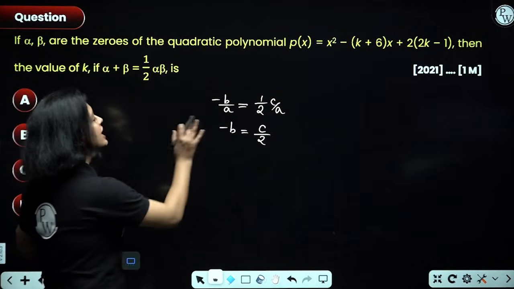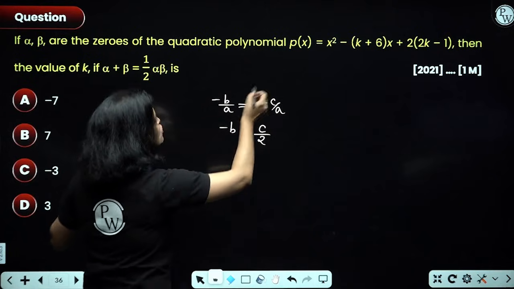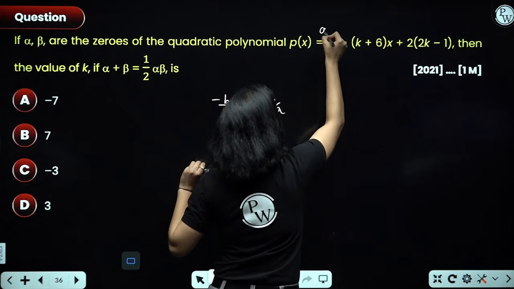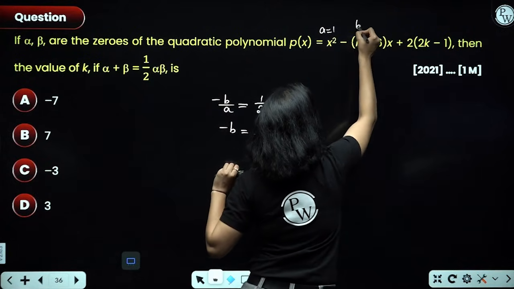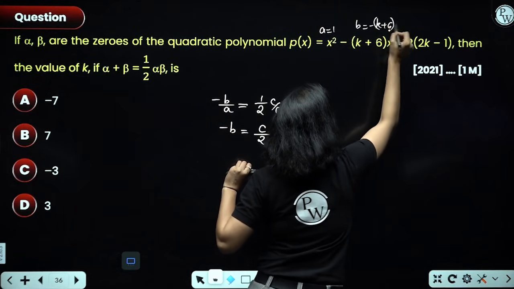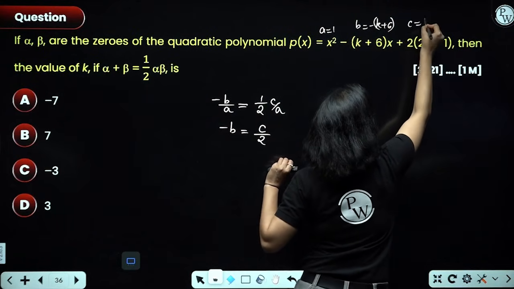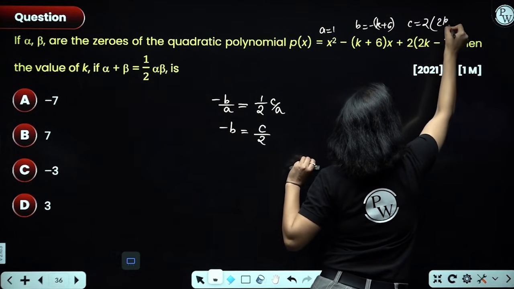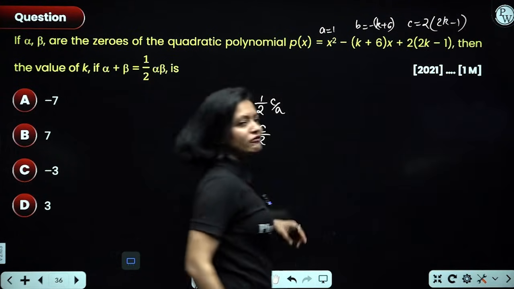Okay, now let's plug in all the values from here. So minus b, everyone. See, first of all, a is equal to 1. b is equal to minus of k plus 6 in the bracket. And c is equal to twice of 2k minus 1. Now I need to figure out the value of k.